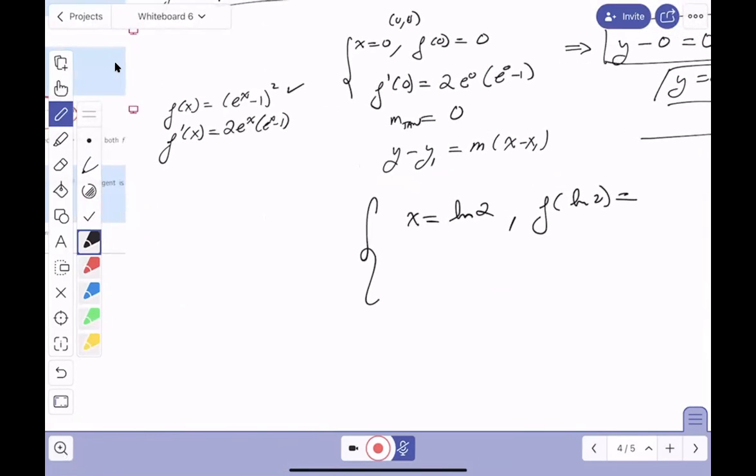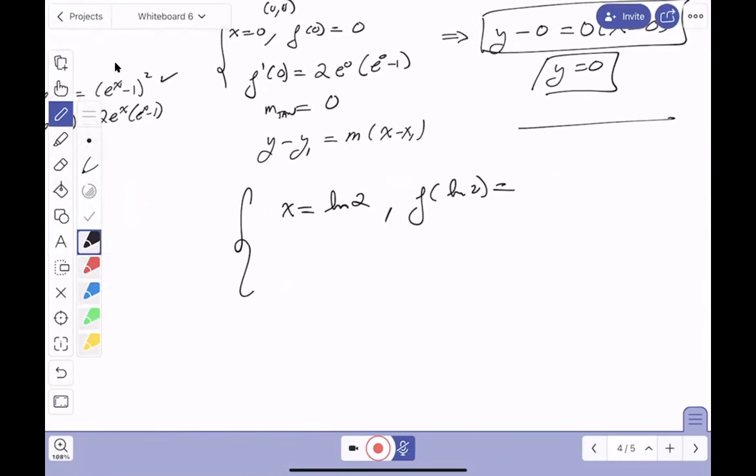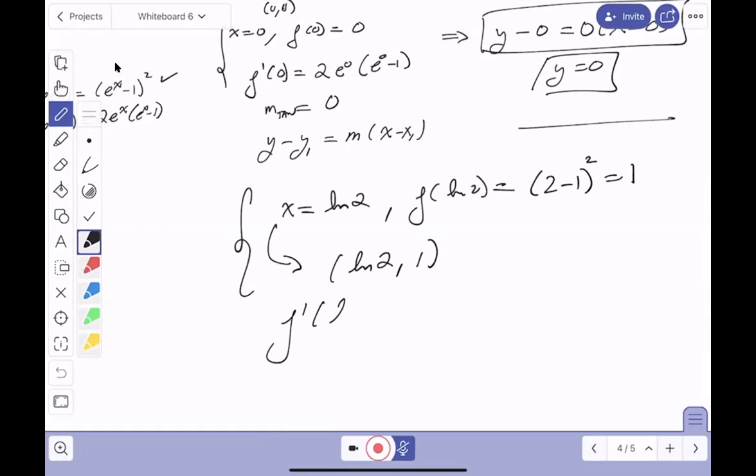I see what f(x) is. It's e to the x, which would be 2, minus 1 squared, which is 1. I got that. All right, so what's the point going to be? The point is going to be as follows. Let's write this down for you: ln 2, comma 1. Now let's do the slope. That's going to be f prime at ln 2.